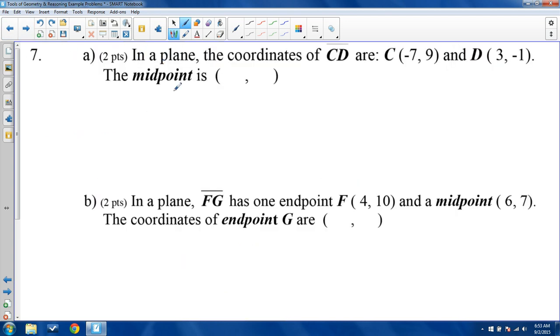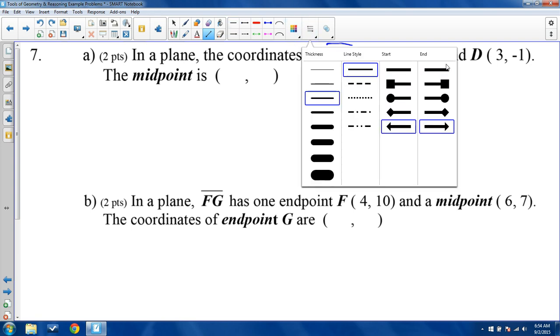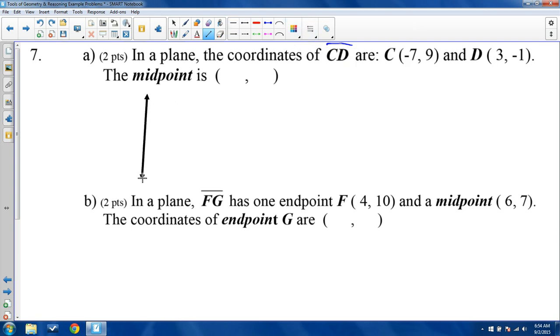In a plane, the coordinates of segment CD are -7, 9, and 3, -1. The midpoint is blank, blank. So this is what we're trying to find. All right, there are two ways to go about this. I'll go ahead with the graph version first, so you get a very visual example of what's going on, and then I can explain the midpoint formula portion.